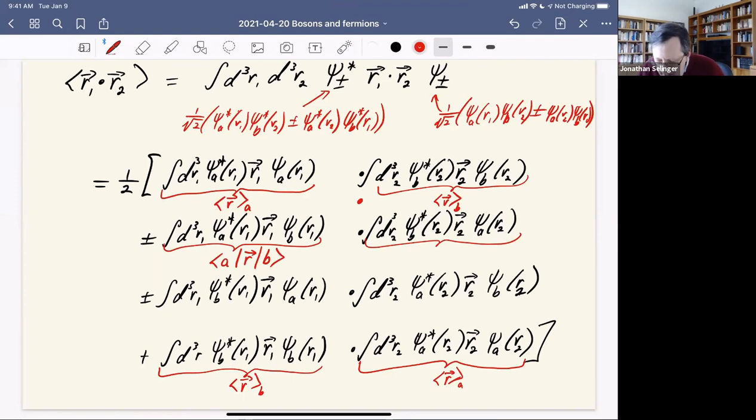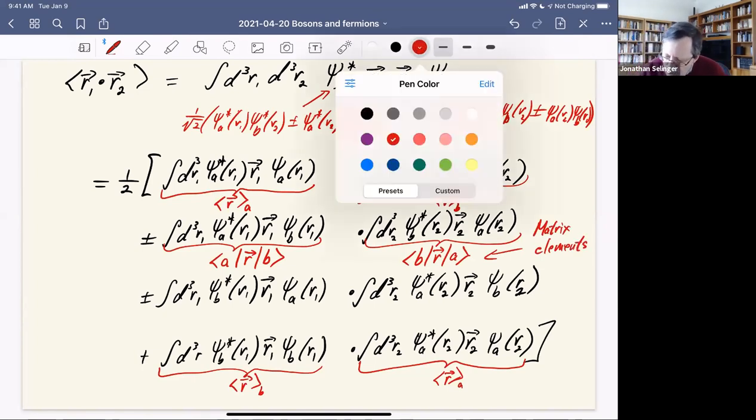So it has this kind of operator structure, bra, operator, ket. And the same over here. This thing is the bra B, the operator R, and then the ket A. These things are matrix elements. You remember how we had matrix elements of any operator, right? And so here, I'll just put it over in the margin somewhere.